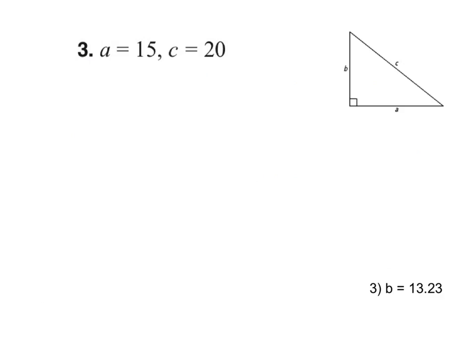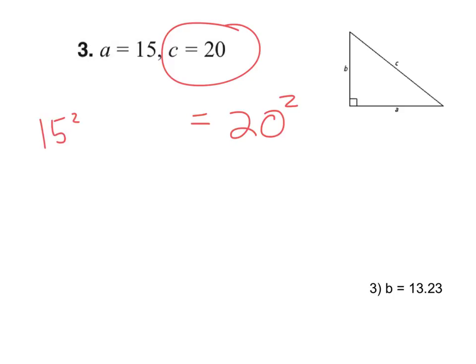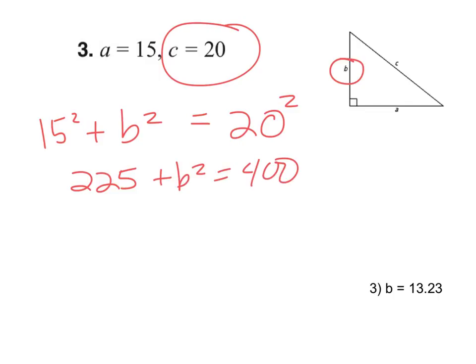Now in these I'm going to know c already, so I'm going to solve for one of the legs. So we can see that c is already 20. Don't put that in the wrong spot. So we're going to do that right away. Put that over here, 20 squared. So we end up with 15 squared plus b squared. That's what we're missing, is b. So 15 squared is 225 plus b squared equals 400.